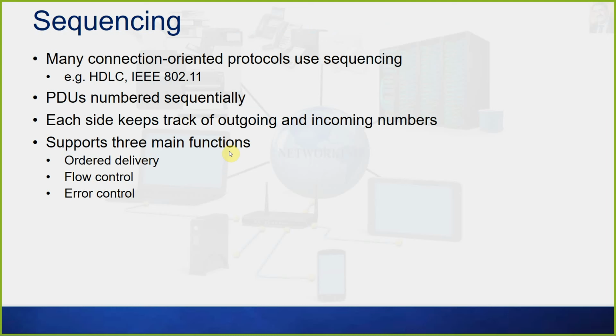Sequencing. Many connection oriented protocols use sequencing, like packet sequencing, so that we can reorganize the packets in the same order. HDLC and IEEE 802.11 are connection oriented protocols and they use sequencing. PDUs are numbered sequentially, which means the protocol data units we use are numbered in sequence. Each side keeps track of outgoing and incoming numbers. This supports three main functions: ordered delivery, flow control, and error control.